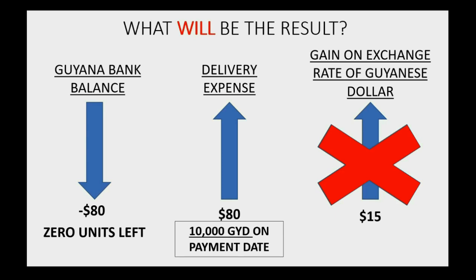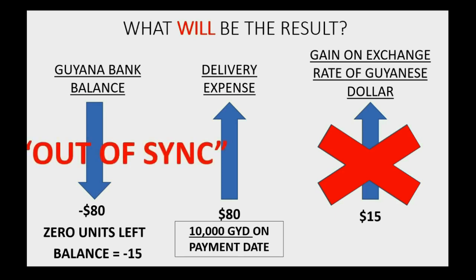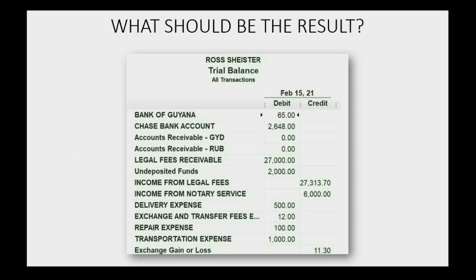And even though there are 0 units left, the balance of the Guyana bank account will unfortunately go down to negative 15, even though it should be 0, because there are 0 units left. It means that the Guyana bank account will be out of sync regarding the value of each unit compared to the balance of the account.